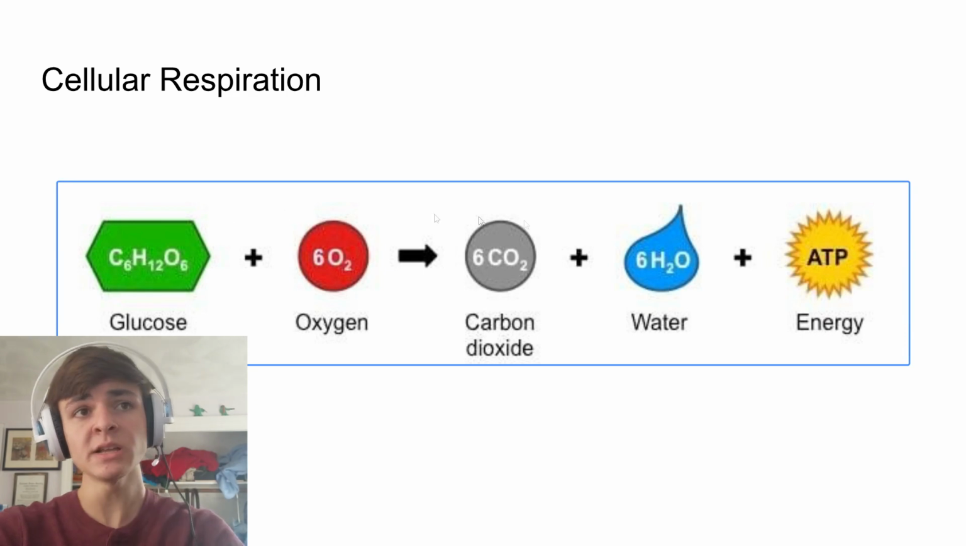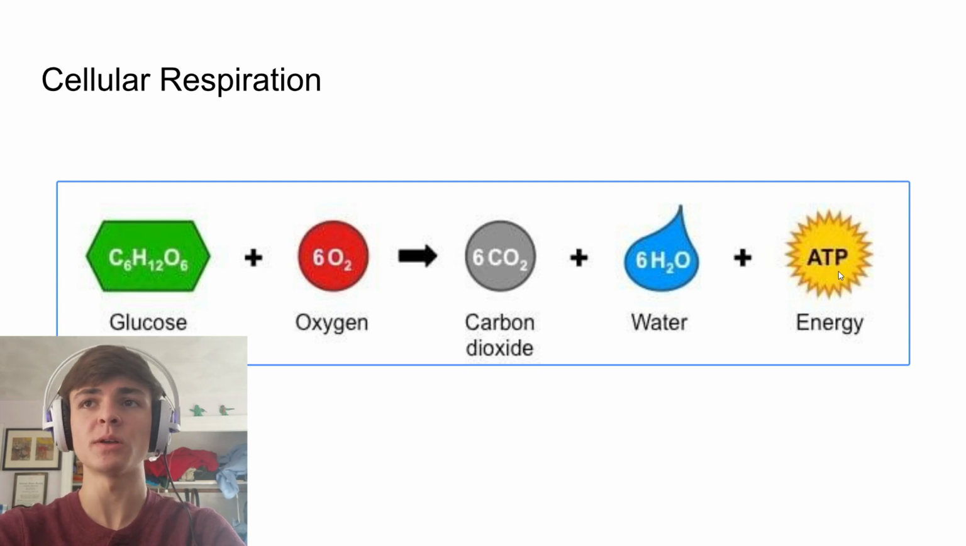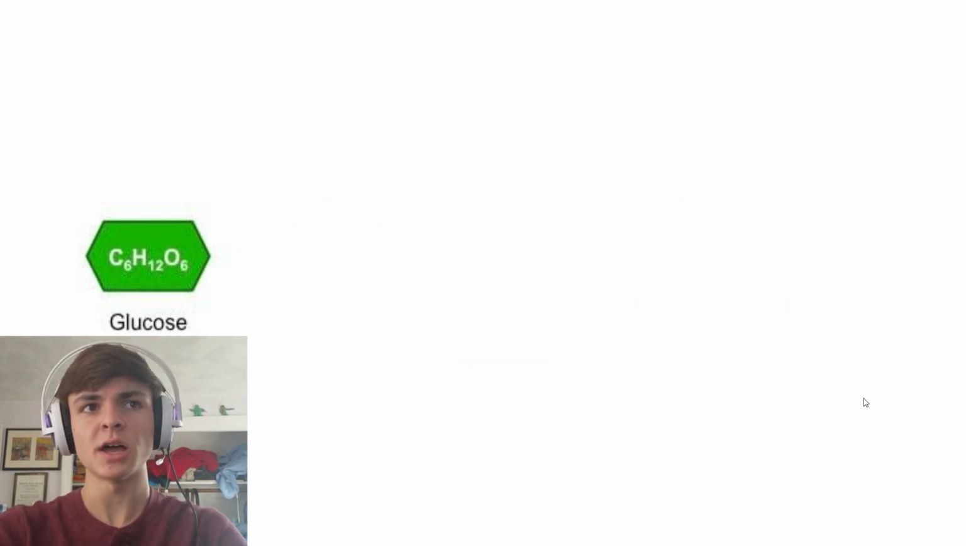So, here's the overall reaction. We have glucose plus oxygen leads to carbon dioxide, water, and energy in this usable form called ATP that we'll get into shortly. So let's start with glucose. Glucose is a simple sugar that we can obtain from eating carbohydrates and digesting carbohydrates.